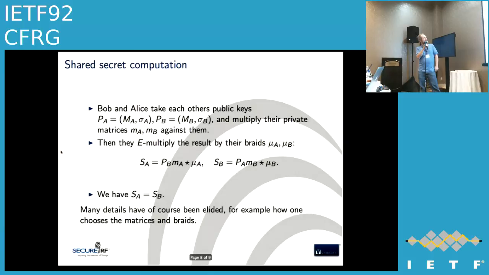Next, they take their public keys and multiply their private matrices to construct the shared secret. First, they do the ordinary matrix multiplication of their private matrices against the matrices in the public keys, and then they apply their private braids to the results of that multiplication.